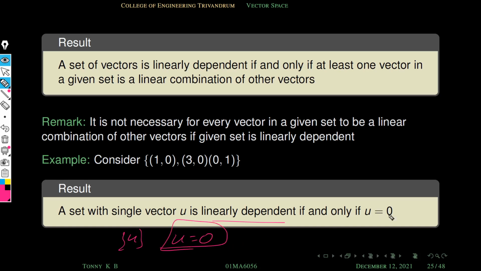And what is the meaning of this 0? Is it our number 0? No, because u is a vector from some vector space. So this 0 is the zero vector in the corresponding vector space, because u belongs to some vector space V. So this 0 also belongs to that V. That means this 0 is not a number, it is a vector, the zero vector in that vector space. We know that every vector space contains a zero vector.